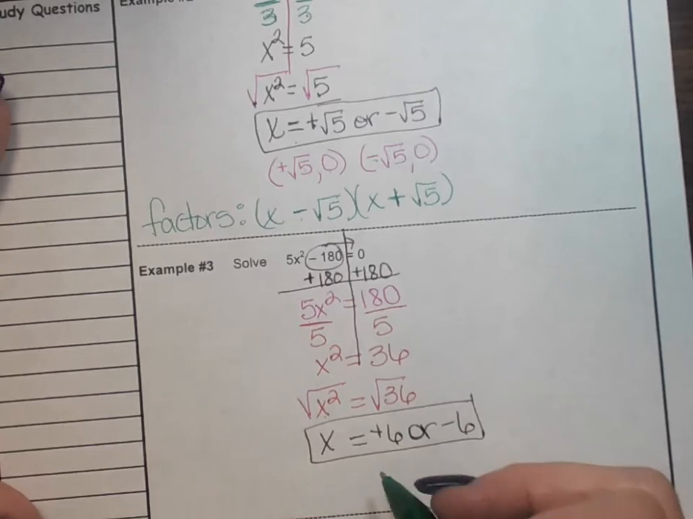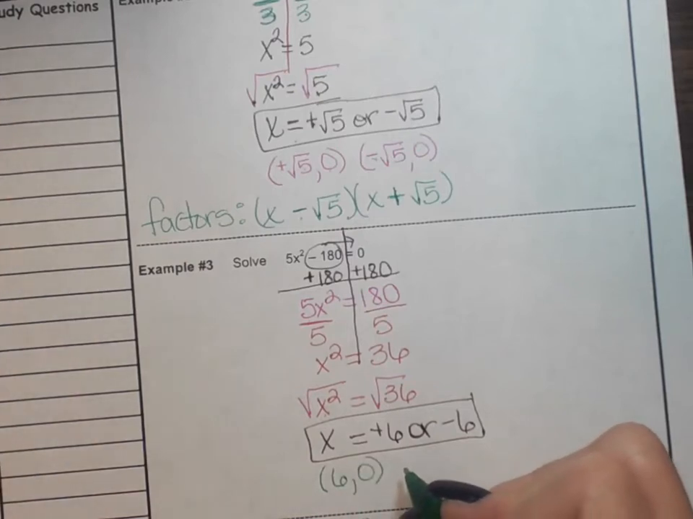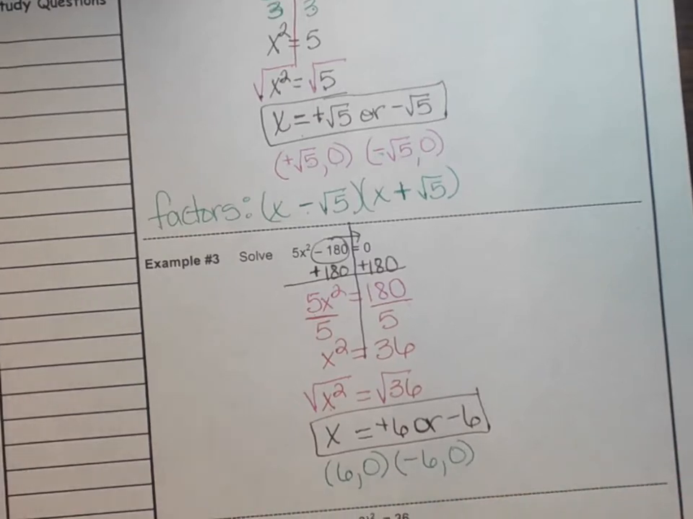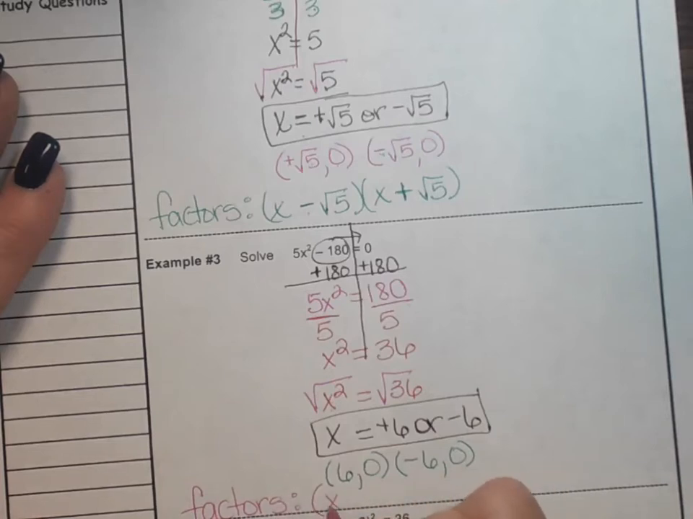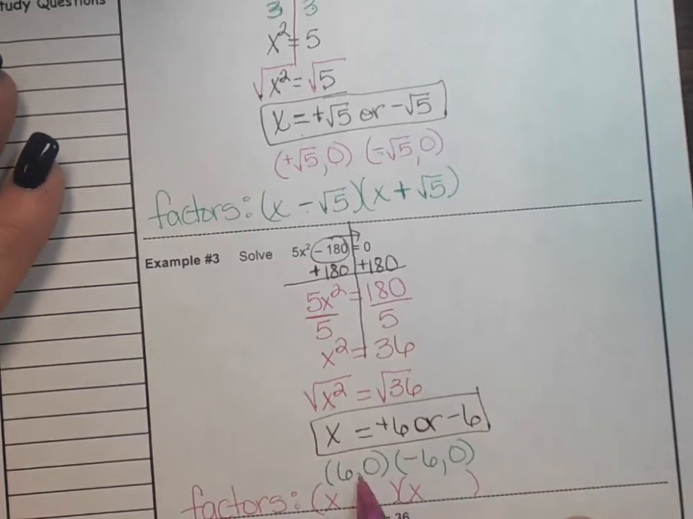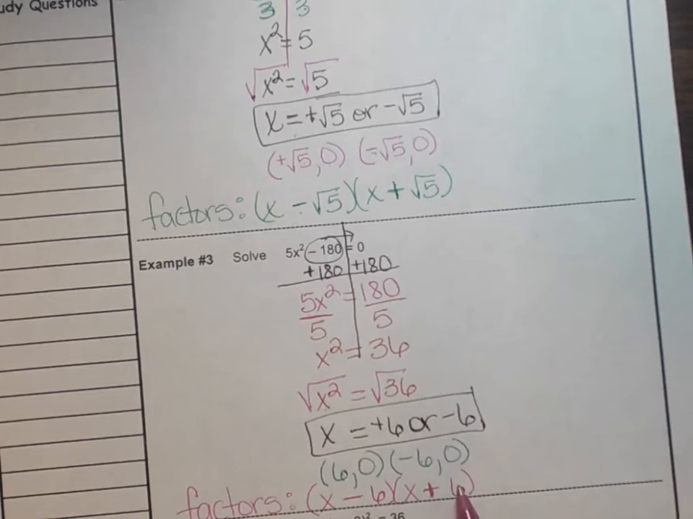In order to write this as ordered pairs, it would be (6, 0) or (negative 6, 0). And finally, to write it as our factors, and I'll put that down so we'll remember we're talking about our factors, they are going to be x and x. When we bring this 6 down, it changes its sign, so this is minus 6. When I bring this 6 down, we do the opposite sign, so this is plus 6. So again, we have our values of x, our ordered pairs, and our factors.